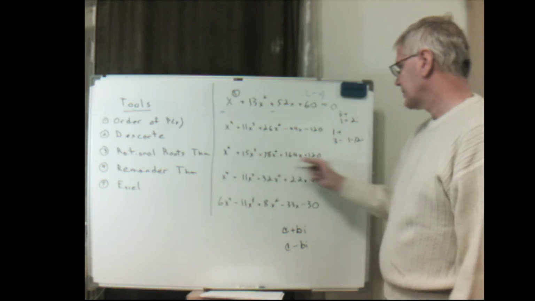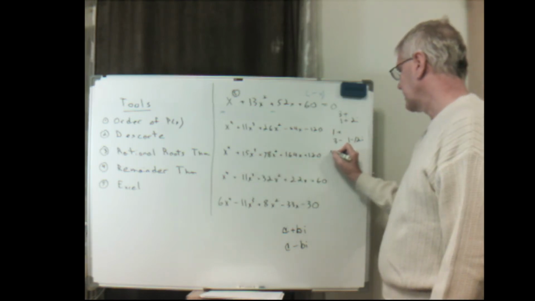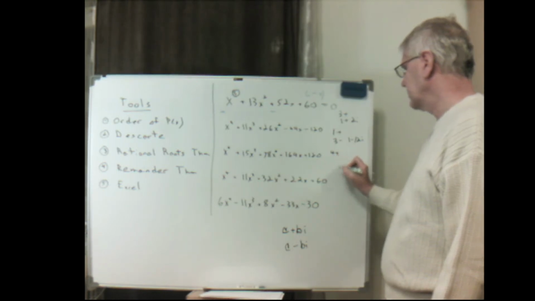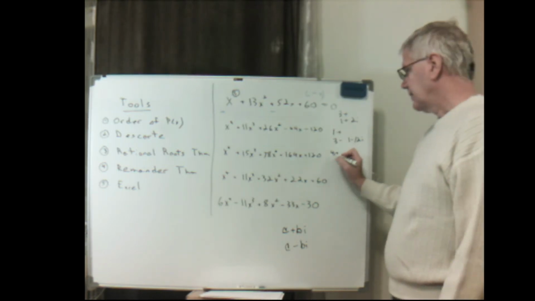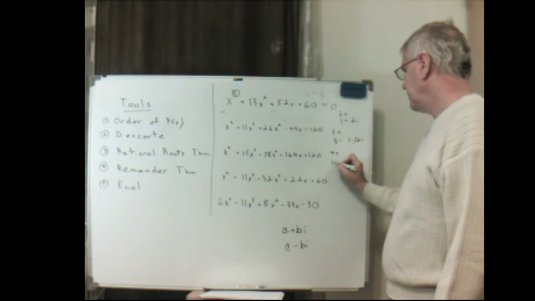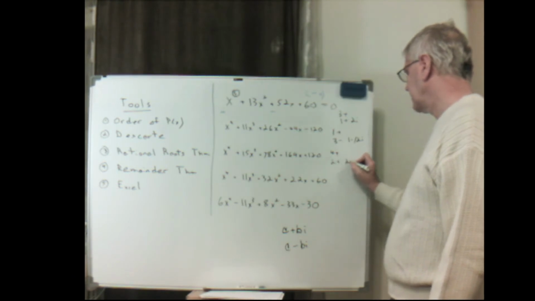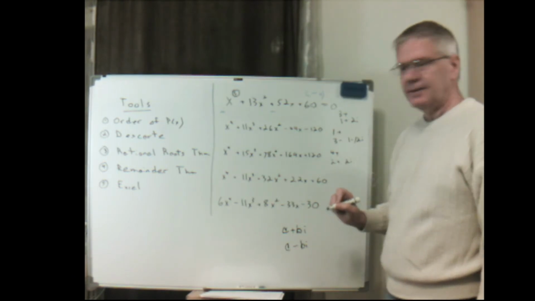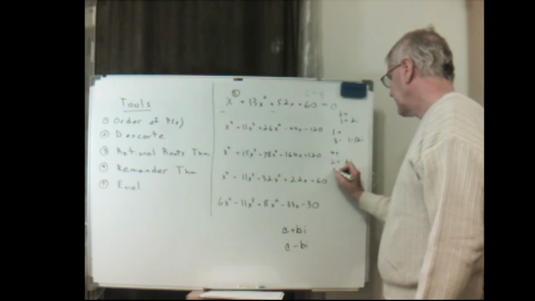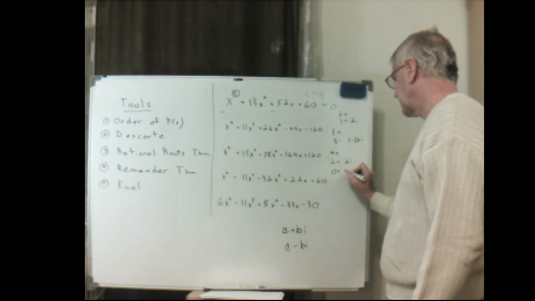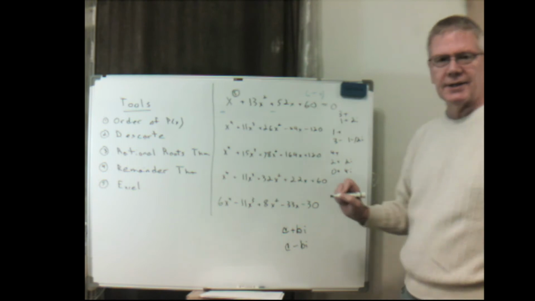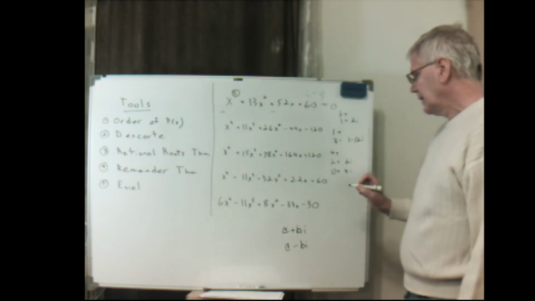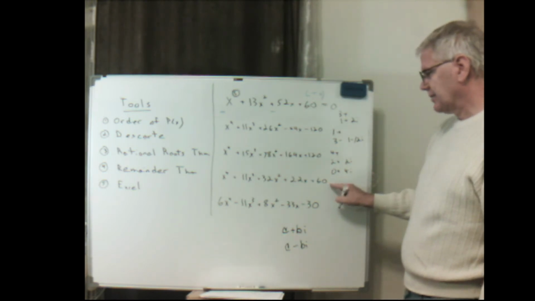Here I have no sign changes and 4 roots, so I could have 4 positive roots. I could have 2 positive roots and 2 imaginary roots up here. Or I could have 0 rational roots, and all 4 could be imaginary. And the same is true here. There's no sign change here.